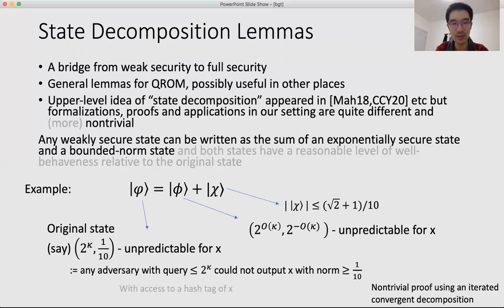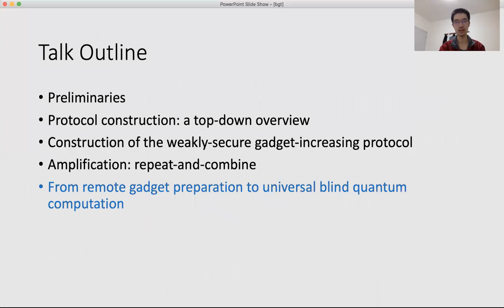Formally speaking, we can prove that any weakly secure state in the quantum random oracle model can be written as the sum of an exponentially secure state and the bounded norm state. So these two states are not necessarily orthogonal, but such a decomposition always exists. And we also need to require both states have some reasonable level of well-behavedness relative to the original state. And this requires some trivial proofs using an iterated convergent decomposition. So this way, we get a secure remote gadget pre-registration protocol.